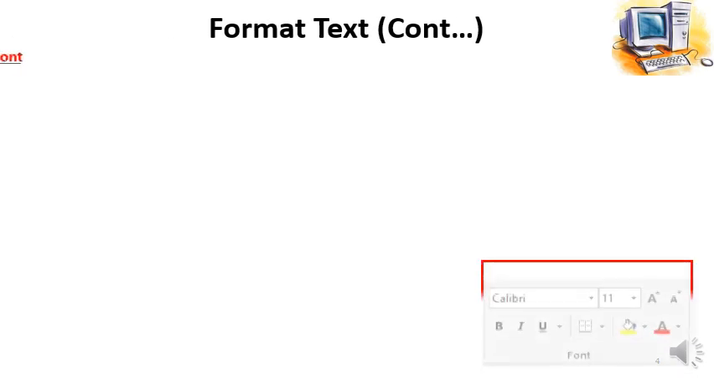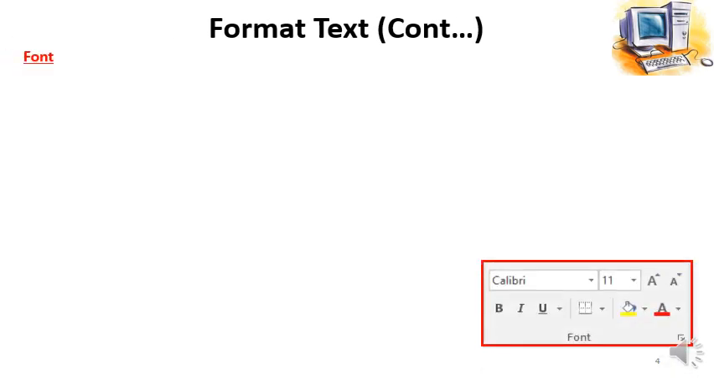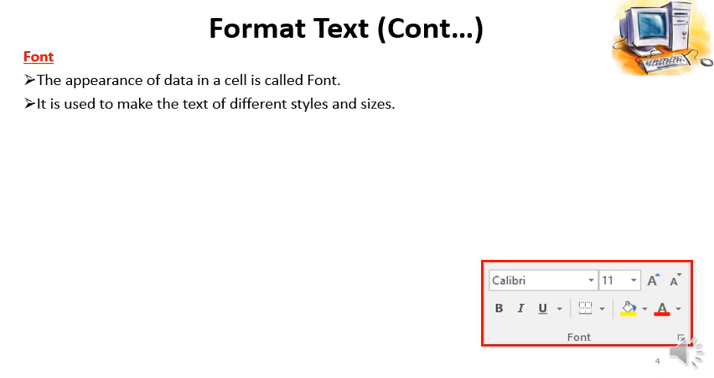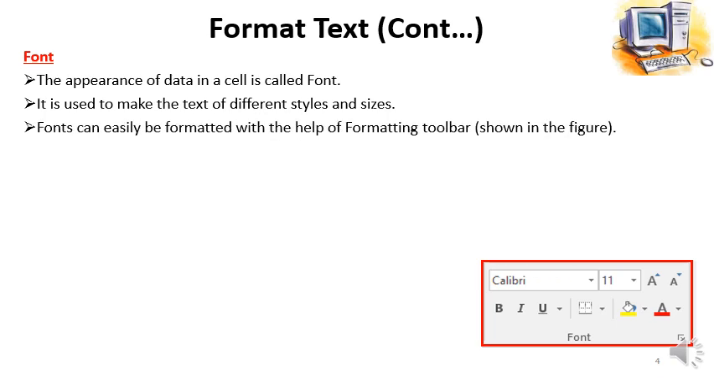Okay, first of all, font. The appearance of data in a cell is called font. It is used to make the text of different styles and sizes. Fonts can easily be formatted with the help of the formatting toolbar as shown in the figure. This is the toolbar.